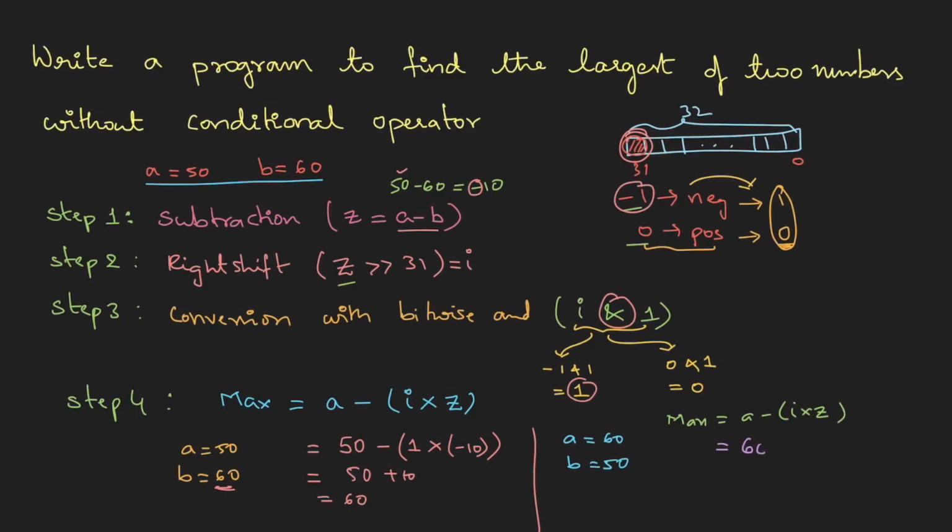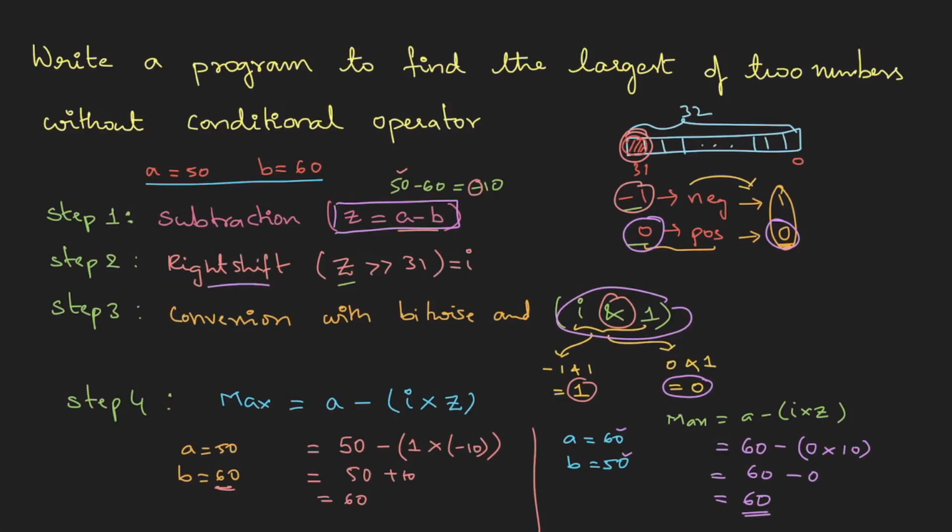So here A is 60 minus I. Here A is bigger than B, so basically we'll get into this positive logic. So you get 0 here, and again when we use this particular logic, we'll get 0 here. So this is 0 into Z. Z is again the subtraction, so 60 minus 50, that is 10. So 60 minus anything into 0 is 0. This is 60, so even in this case we are getting the maximum value. I hope you are clear with this. So here we are using the logic of shift operator and bitwise AND to get to the maximum value.